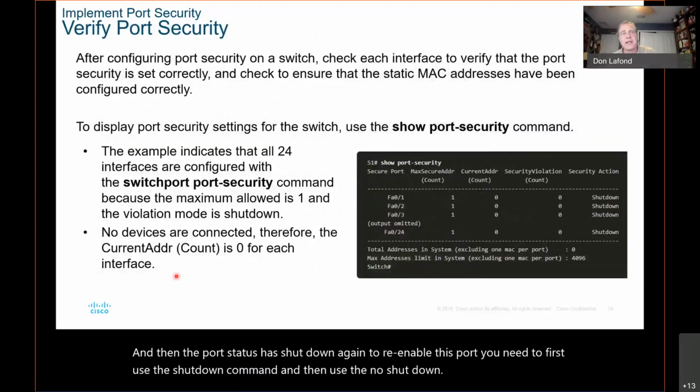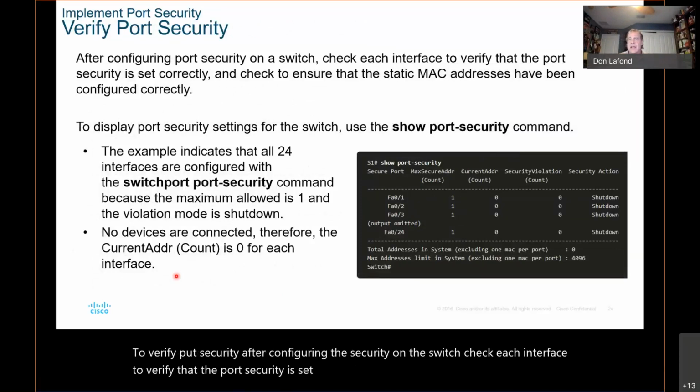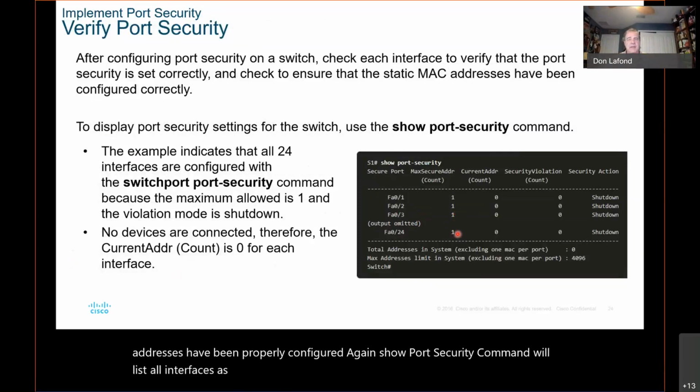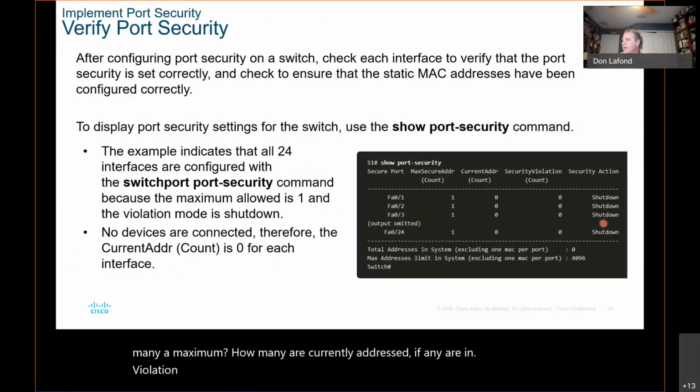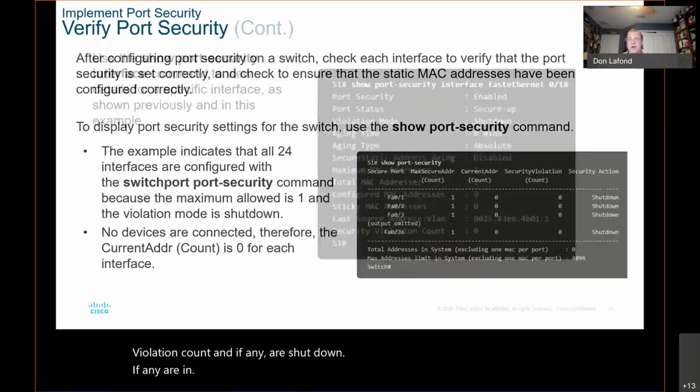To verify port security after configuring the security on the switch, check each interface to verify that the port security is set correctly, and check to ensure that the static MAC addresses have been properly configured. Again, the show port-security command will list all interfaces as they're configured and how many are maximum, how many are currently addressed, if any are in violation count, and if any are shut down, if any are in error disabled. That's the bad one that you are concerned about.